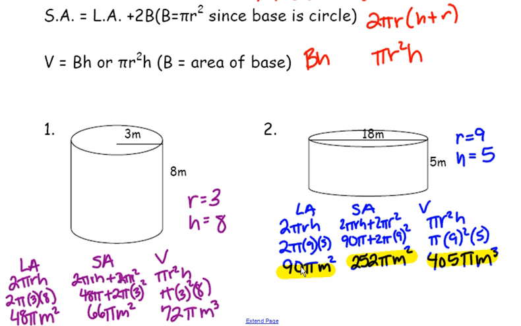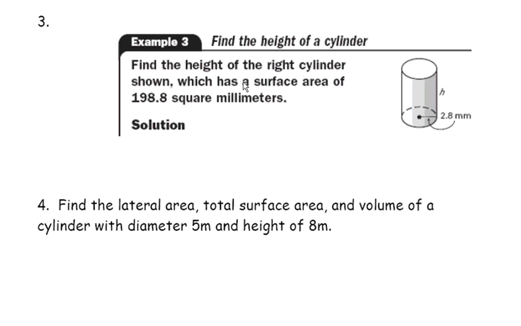And you should have gotten a lateral area of 90 pi meters squared, a surface area of 252 pi meters squared, and a volume of 405 pi meters cubed. Moving on. All right, in this example, we're actually given the surface area and we have to find the height. So our formula that relates surface area to height is the surface area equals 2 pi rh plus 2 pi r squared.